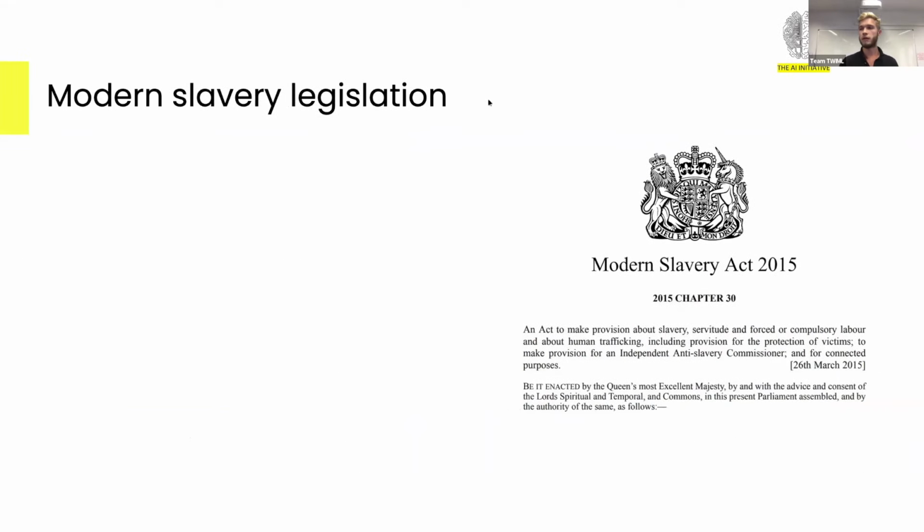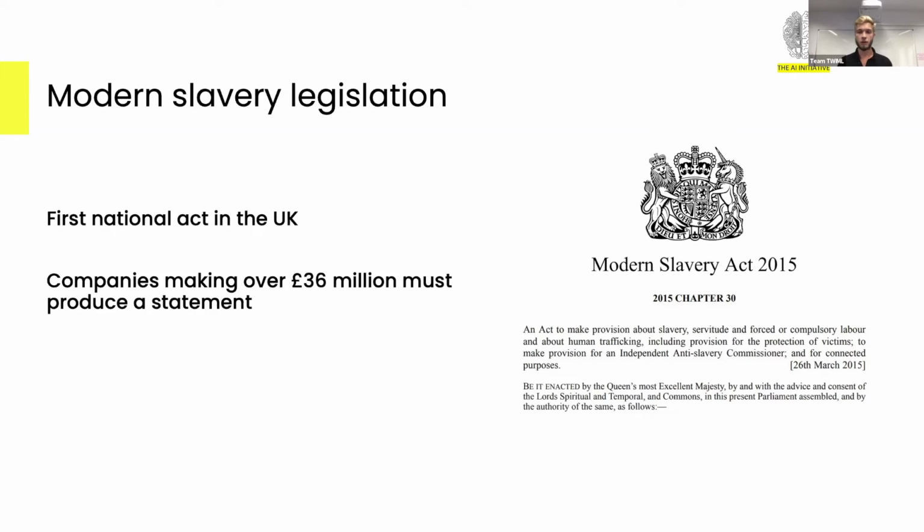So what are governments doing about this? The UK was the first to make a national modern slavery legislation, the so-called Modern Slavery Act 2015. It was made in response to the shocking statistics that were published. Companies making over 36 million pounds must produce a modern slavery statement. So that is the big step forward.